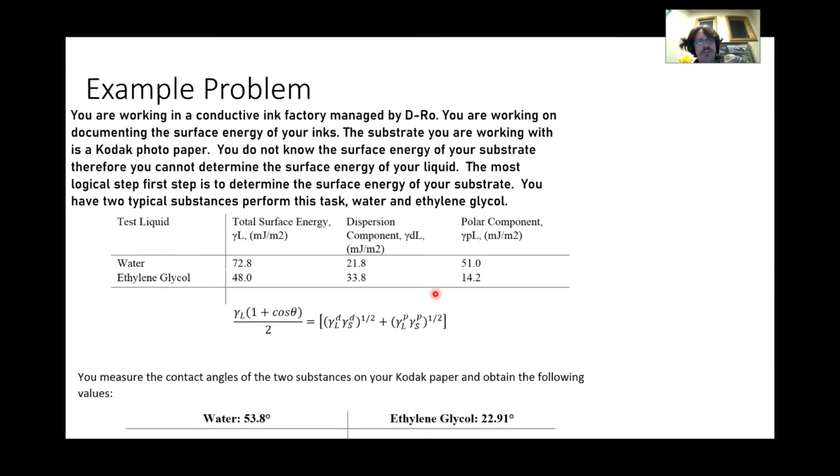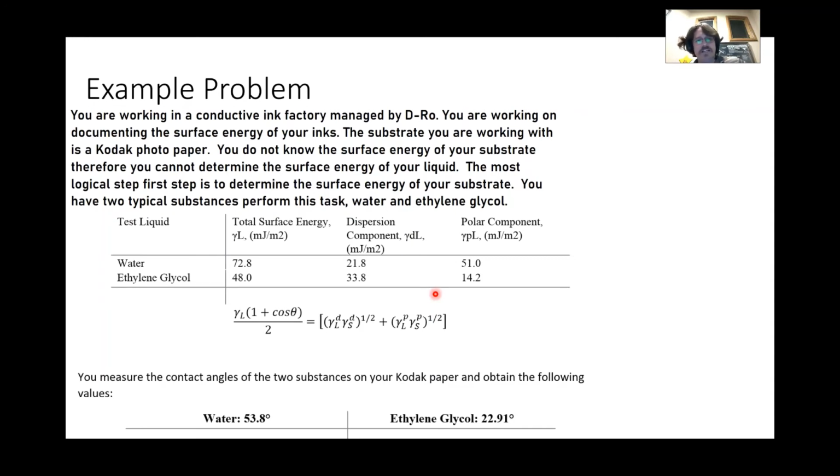Typically, I have people do this real time in class, and so here's an example problem of how you would go about calculating the surface energy of a substrate. In this case, I'm speculating the substrate is Kodak photo paper, and in the past, I've brought photo paper to class and had people try to measure its surface energy. So here's an example.